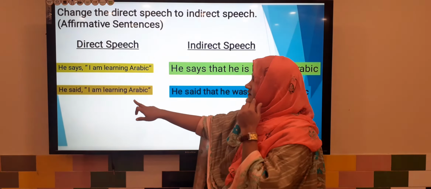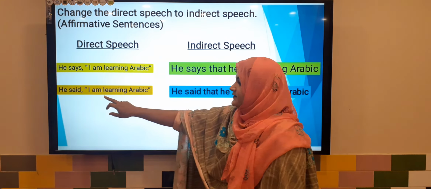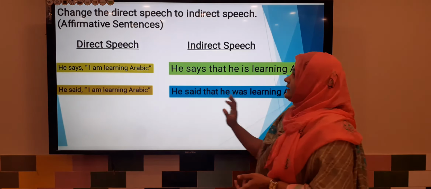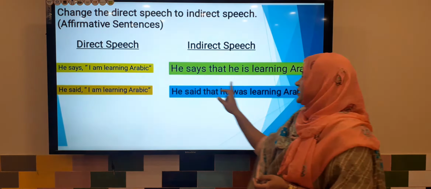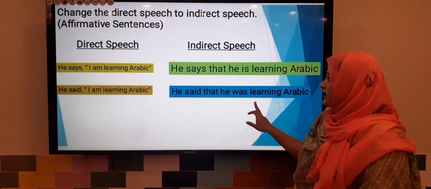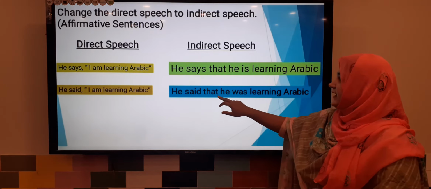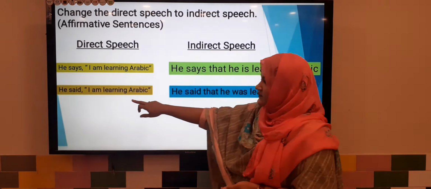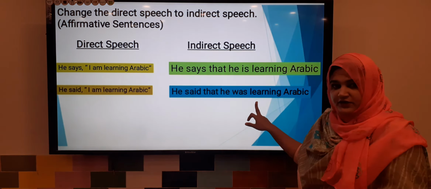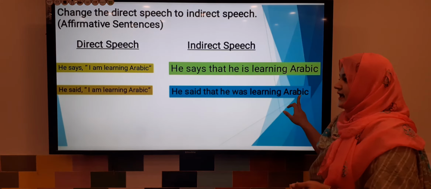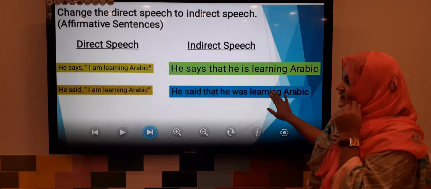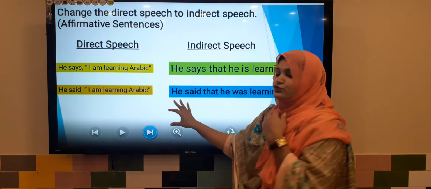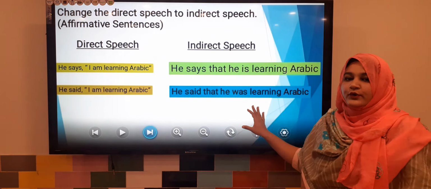If you come on the second one, he said, this is the past tense. So I have changed the tense. As I have told you that present continuous will be changed into past continuous. So notice that he said that he was, okay. Present continuous I have changed into past continuous. He was learning Arabic. Okay, these are the two differences. First one is present and second one is past. So I have given you both examples so you can do it very easily.